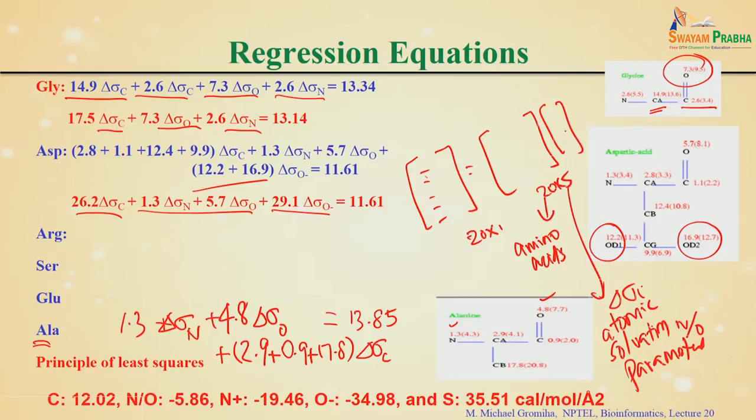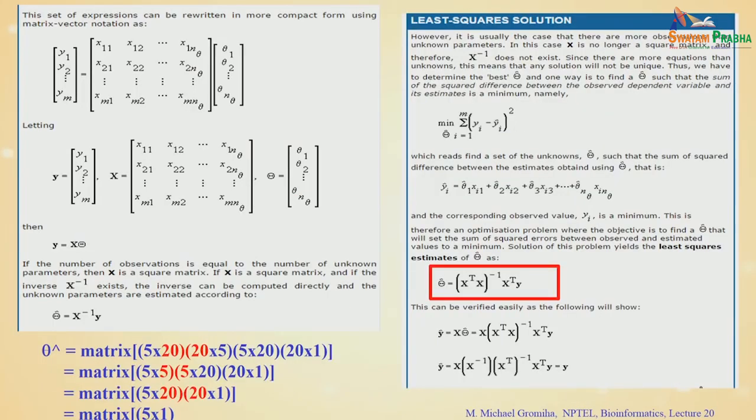Okay, what is the dimension of this matrix? 5 into 1, right, because this is for the 5 delta sigma I plus 1. In this case, if you have 5 equations and 5 variables, then easily you can solve it. This is the equation, and these are 5 different types of atomic solution parameters. This is the matrix which has these values. But in our case, we have 20 equations and only 5 variables.